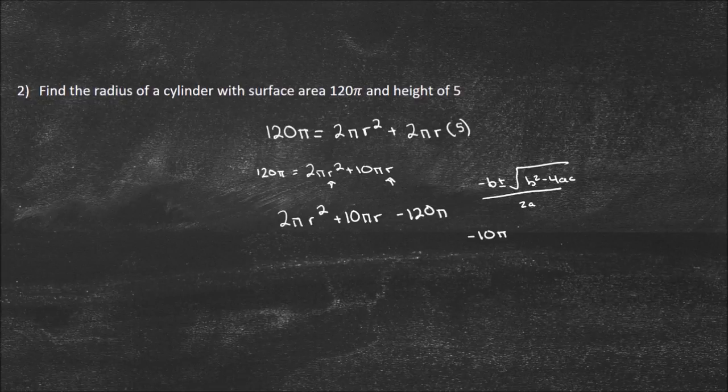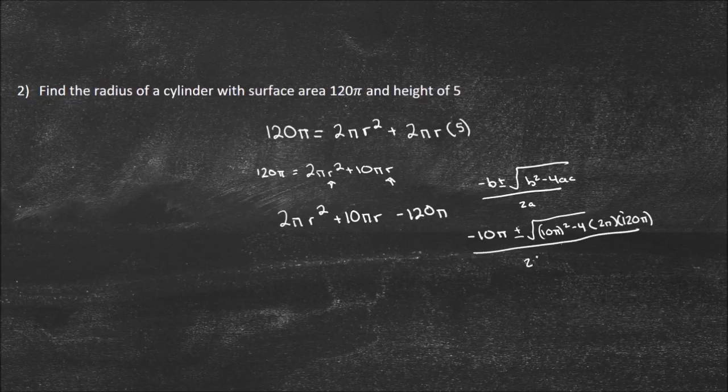Okay, so now back to our work. So plus and minus the square root of b squared, which is 10 pi squared, minus 4 times a, which is 2 pi, times c, which is 120 pi, actually negative 120 pi. All divided by 2 times a, which is 2 times 2 pi. And so this will give me negative 10 pi plus and minus the square root of 100 pi squared.